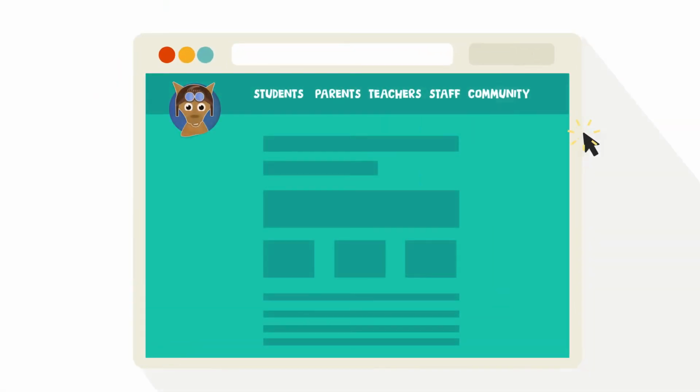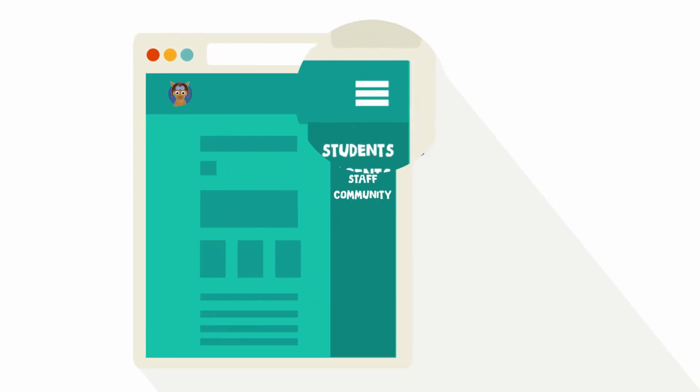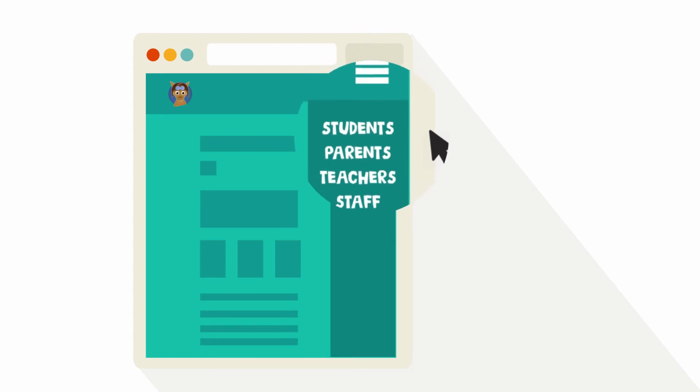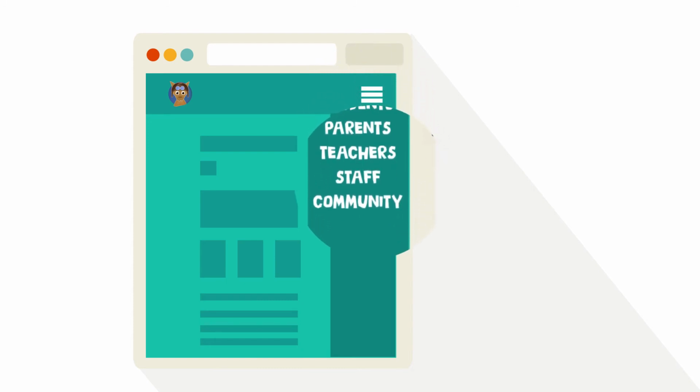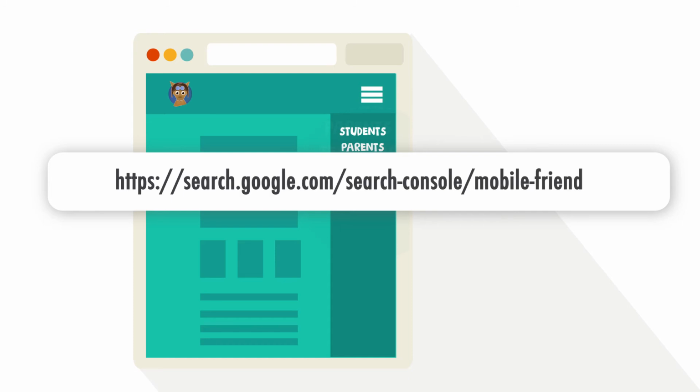Not sure where you stand? You can run a superficial test by resizing your browser window. Do the objects and text on screen realign themselves as your window gets narrower? Does your menu stack or transform into a drop-down icon? For a more detailed analysis, head on over to Google's mobile-friendly test here and type in your website URL.